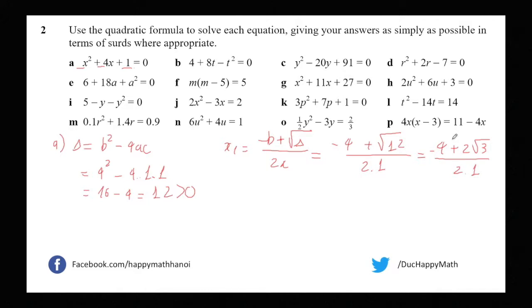You can rewatch my video about the power numbers to understand why you can take square root of 12 equal to 2 times the square root of 3. So after that we divide by 2. It means minus 2 plus square root of 3. And quite easy to understand about x2: minus b minus square root of delta divided by 2a, and minus b minus square root of 12 divided by 2. So we will get the final result of x2 here is minus 2 minus square root of 3.